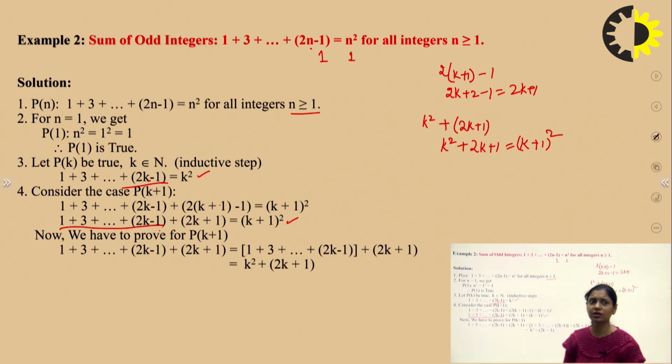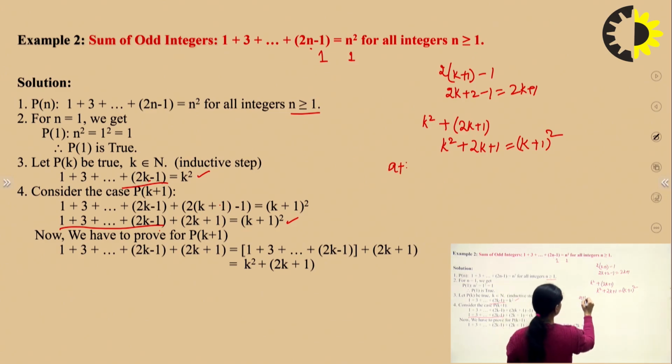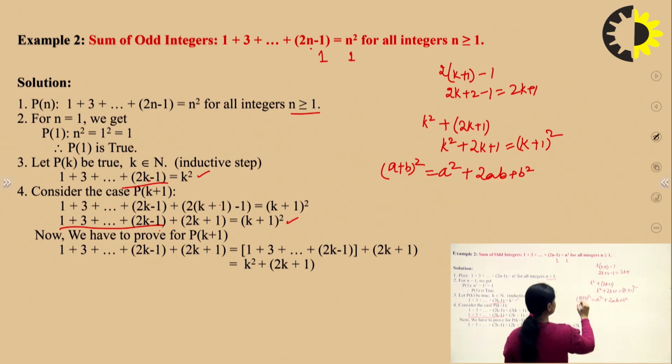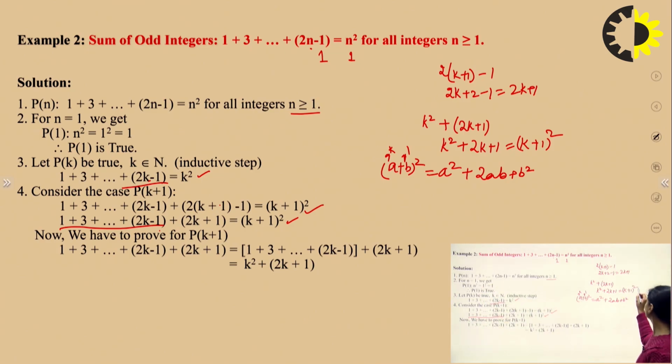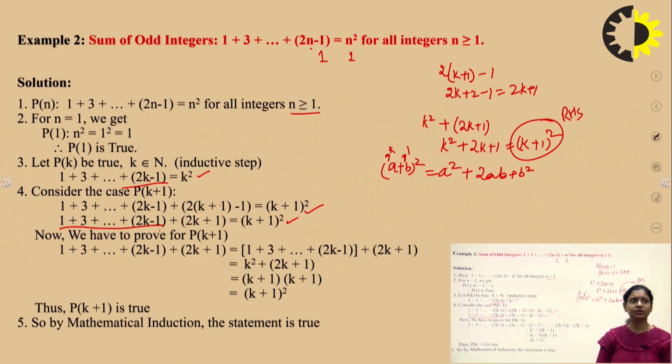This is the expansion of k plus 1 the whole square, where in general a plus b the whole square is equal to a square plus 2ab plus b square. So when we replace this a by k and this b by 1, we get k plus 1 the whole square as k square plus 2k plus 1. This is what we needed, which we already got in the RHS. The conclusion is LHS is equal to the RHS, which is k plus 1 the whole square. Thus Pk plus 1 is true. The statement that was given to us is also true.